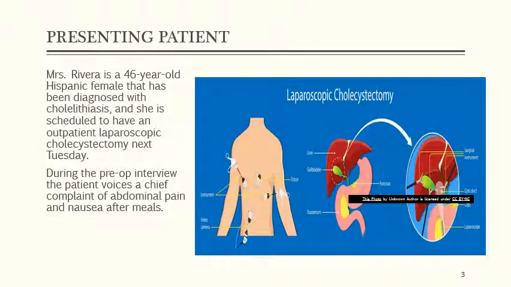The patient presented in this case is Mrs. Rivera. She is a 46-year-old Hispanic female and she has been diagnosed with cholelithiasis. She's scheduled to have a laparoscopic cholecystectomy, and during her preoperative interview she is presenting with a chief complaint of abdominal pain and nausea after meals. We will use Mrs. Rivera as an example of how to unfold a proper case and do proper perioperative care for a patient that is experiencing acute gallstone inflammation.